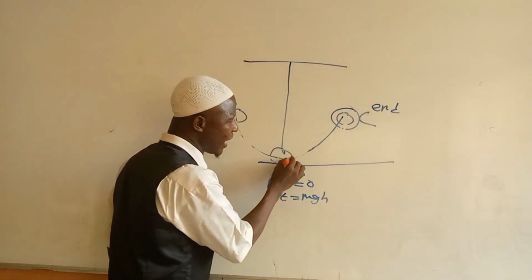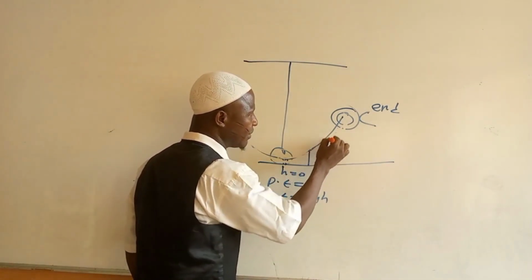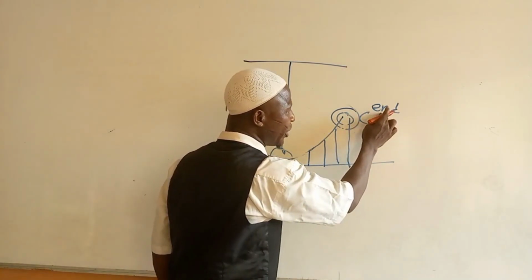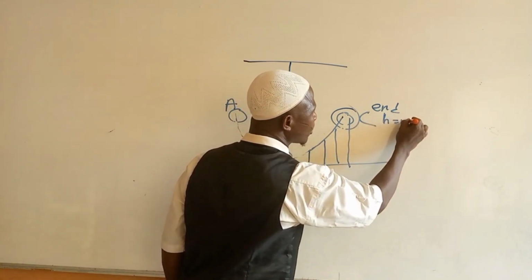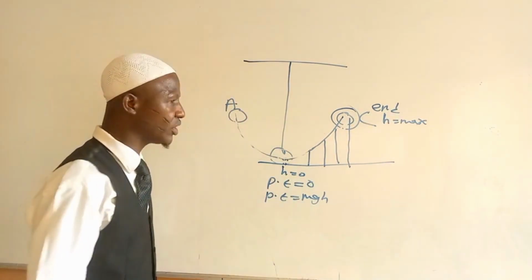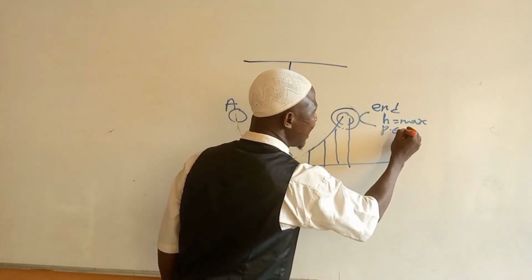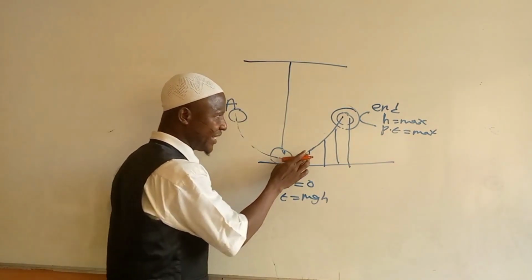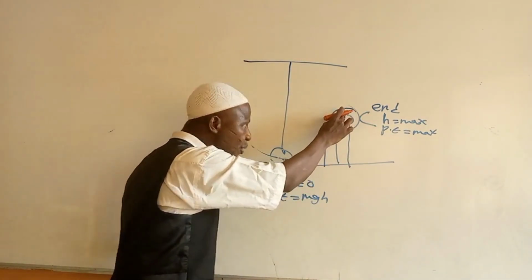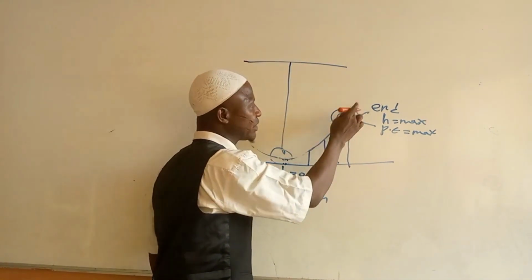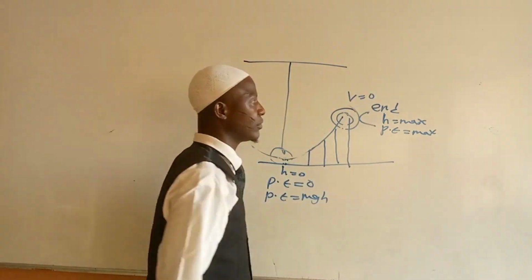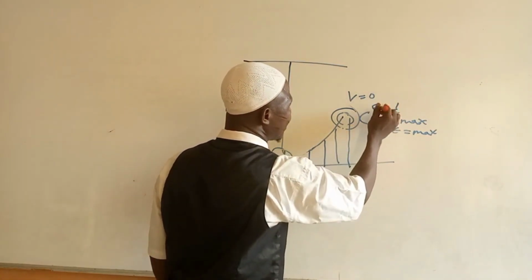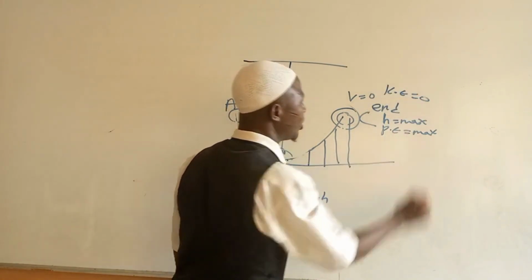Now, as the body goes like this, you can see the height increasing until the height becomes maximum, A. So at this point h is maximum, which means our potential energy is maximum. Then the body, on getting to this place, has to stop before returning. By stopping, it means velocity is equal to 0, and if velocity is equal to 0, the kinetic energy, KE, is equal to 0.